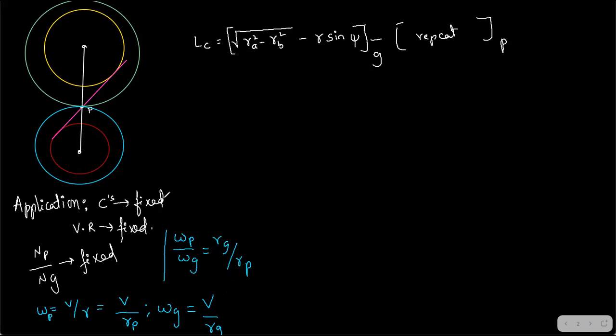And center to center distance also is fixed. What is the meaning of center to center distance? It is Rg plus Rp. This is Rg, this is Rp, so this distance is fixed. Rg plus Rp is fixed. So these are the two conditions you will have in practice.